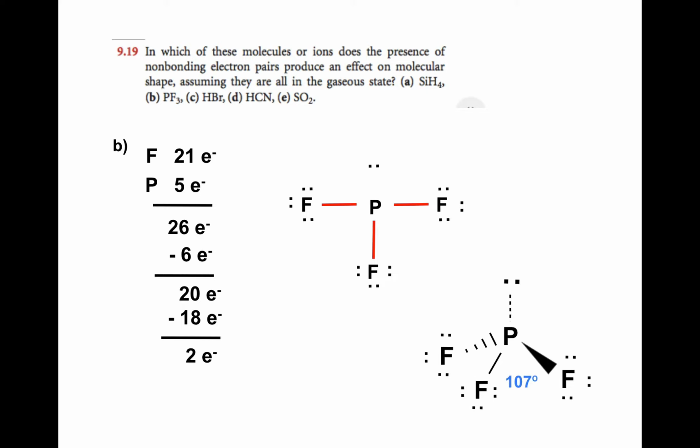107 degree bond angle. So yeah, we have 1 non-bonding pair of electrons shoving those bonded pairs away from it, right? More repulsion with the lone pair than the bonded pair.